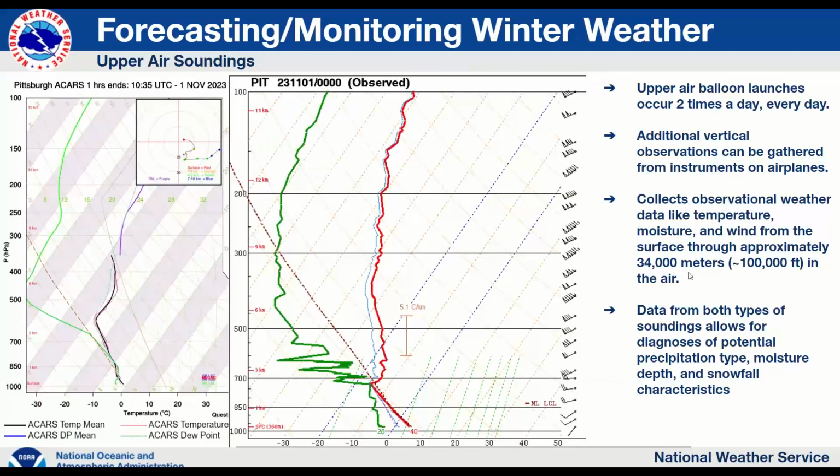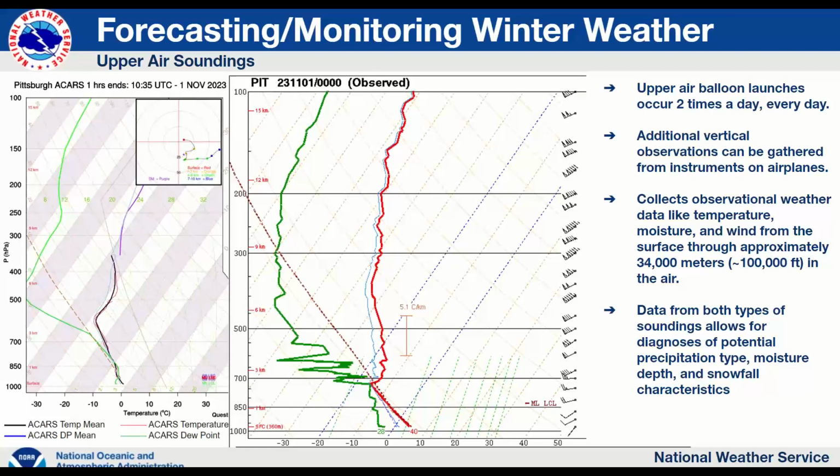One of the key crucial tenets for our weather forecast models, along with all the surface observations that go into them, is also our daily upper air soundings. The National Weather Service Pittsburgh office is one of 92 upper air offices that launch a weather balloon 2 times a day, every single day. This weather balloon goes through the entire atmospheric column and collects temperature, dew point or moisture, as well as wind speed and direction information through the entire column.